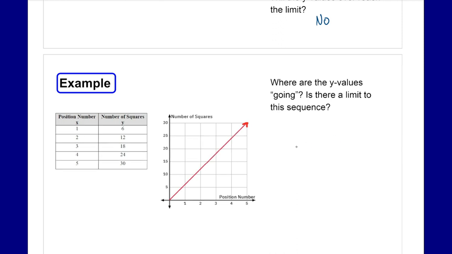So in this case, the limit is infinity. These values are going to keep adding 6 continuously till infinity. So this is a little bit different from the other ones. The other ones were heading towards a number. This one is heading towards infinity.